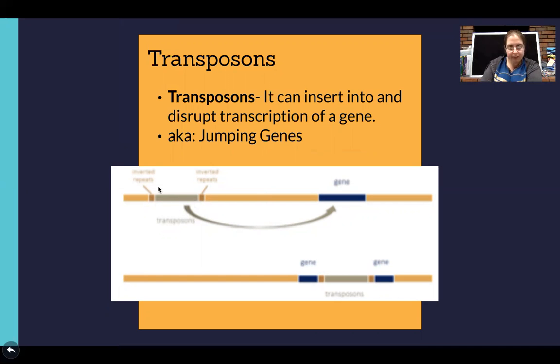Now, if you look at here, here is the chromosome as is. We have the transposon here. It cuts itself off and it inserts itself in the middle of the gene. Well, now when that gene gets transcribed, you're going to have this whole extra section in there, and that can affect the function of the protein.